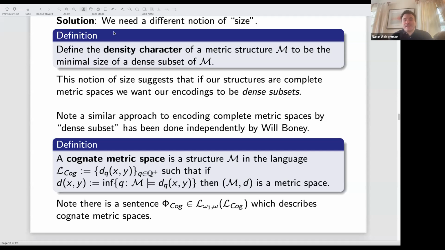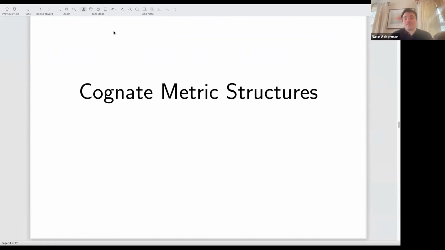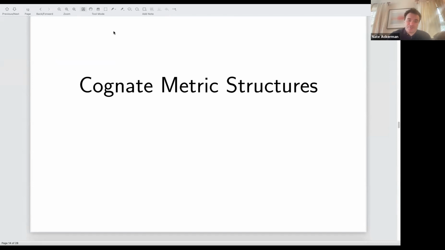But the key point here is not just that we've now encoded this via classical structure, but that we've been able to cut out all of those structures which are cognate metric spaces by a single sentence of L omega 1 omega. And that's important because L omega 1 omega is absolute, and it will allow us, with a little more work, to lift theorems about L omega 1 omega to cognate metric spaces. Okay, so now that we've talked about cognate metric spaces, we want to talk about cognate metric structures.